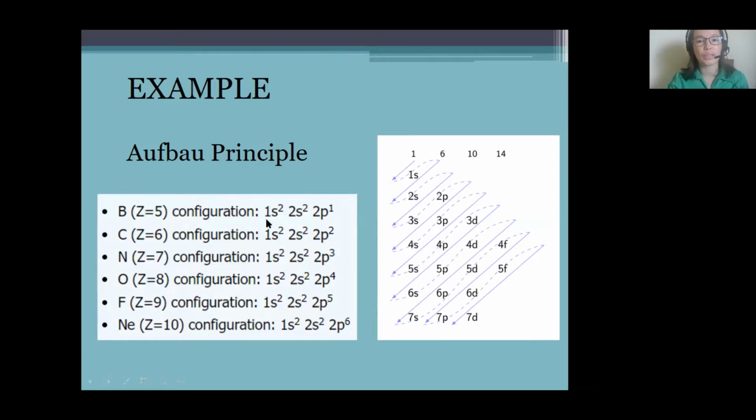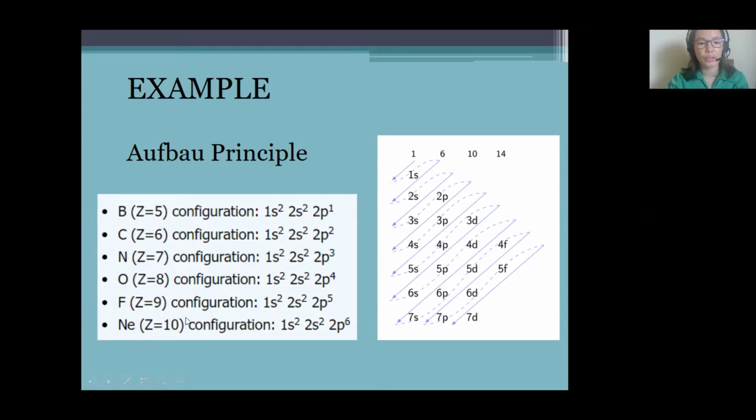So in writing, we'll start with 1s, following the mnemonic, 1s, 2s, 2p, then 3s, 3p. Okay, so 1s2, 2s2, then 2p1. So if you add, we have 5. So this stands for the main energy level, the orbital, and the number of electrons. So the total electrons here is 5. Same with carbon, so you have 1s2, 2s2, 2p2, and if you add the electrons, there are 6.